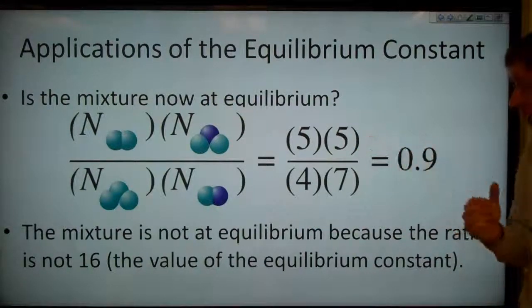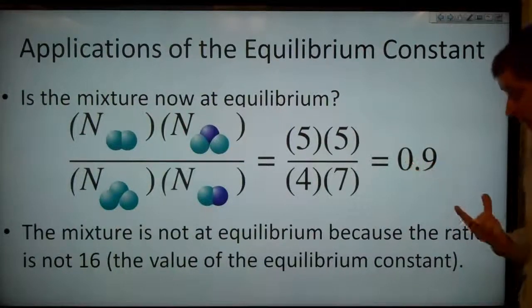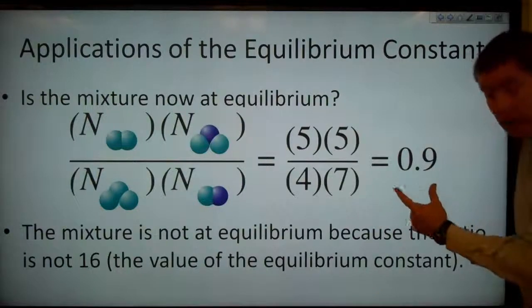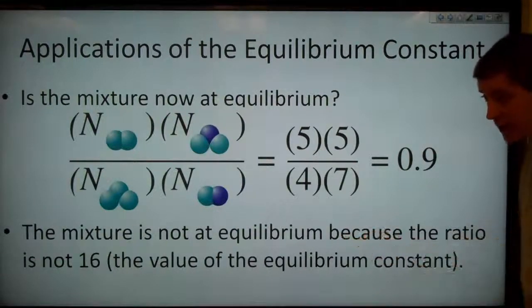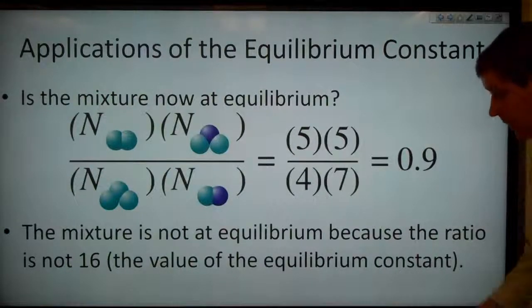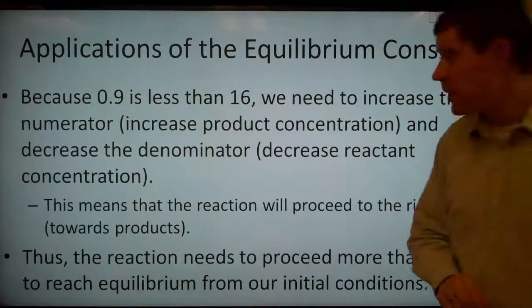Well, that ratio comes out to be 0.9. But remember, we said it needed to be 16. So the mixture is not at equilibrium because the ratio of 0.9 is not the 16 that it needs to be at equilibrium. Because remember, 16 was the value of our equilibrium constant.